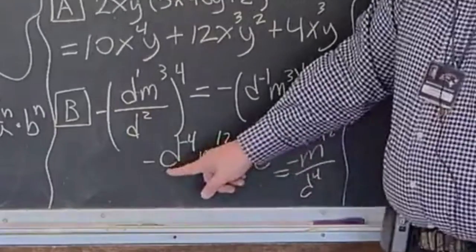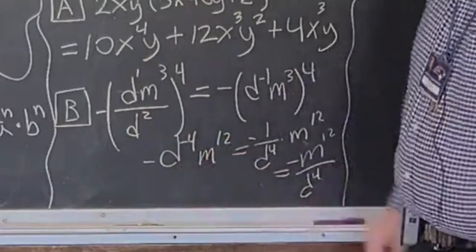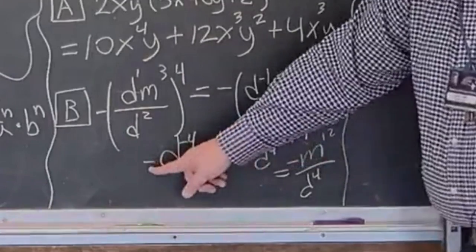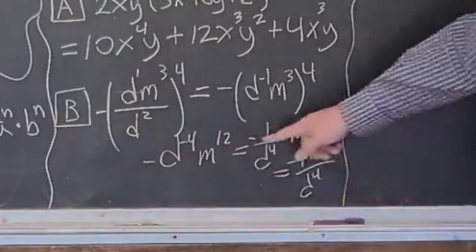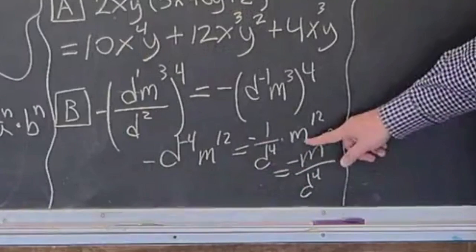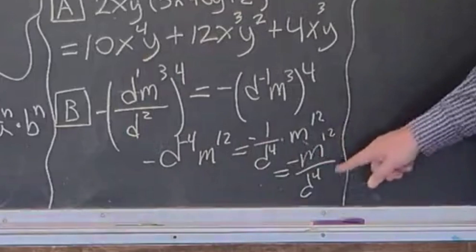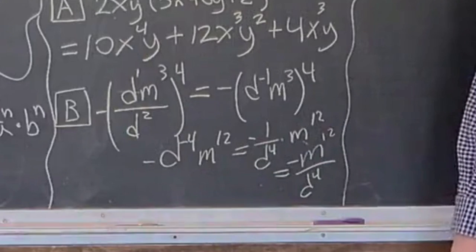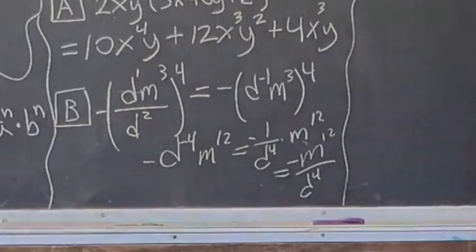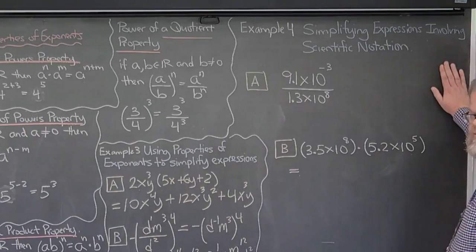Then I noticed that this has to become a reciprocal. So this becomes 1 over d to the +4. So now there's the negative sign outside. -1 over d to the 4th. Notice it's a +4 times m to the 12th. And then I can merge those back together. So negative m to the 12th over d to the 4th. Okay? All right. In this lesson, we also want to know how to deal with scientific notation.